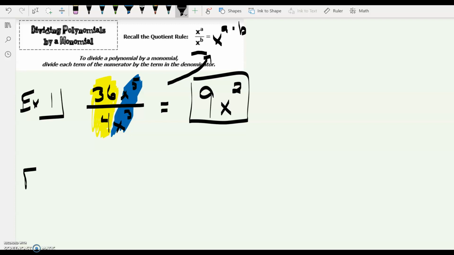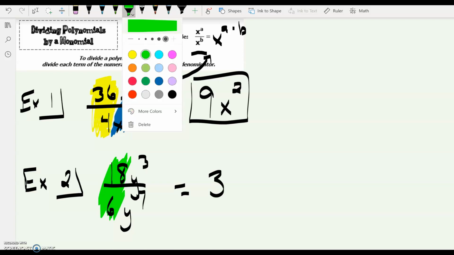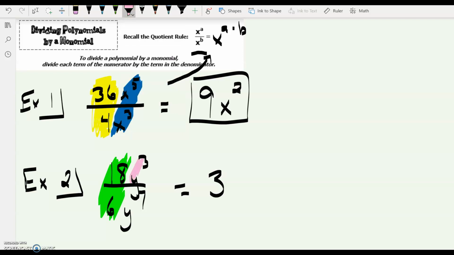If that didn't quite jog your memory, I'm going to go through another example here. Example 2, we have 18y to the 3rd divided by 6y to the 7th. Again, we're going to take a look at the first piece being 18 divided by 6. 18 divided by 6 is going to give me 3. And then my second piece here, this is where things get a little bit tricky, but not really. We have y to the 3rd over y to the 7th. When I subtract 3 minus 7, I'm going to get y to the negative 4.